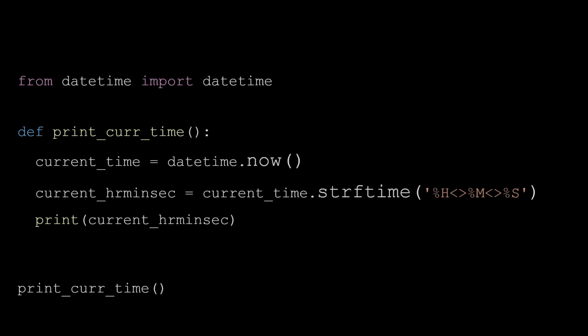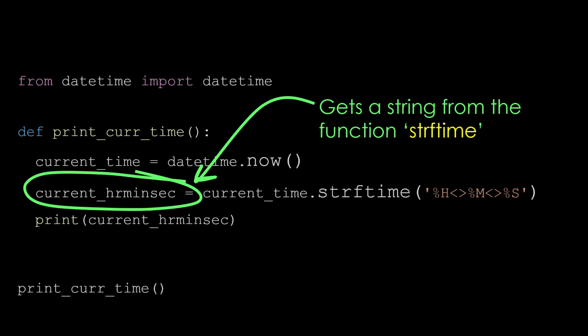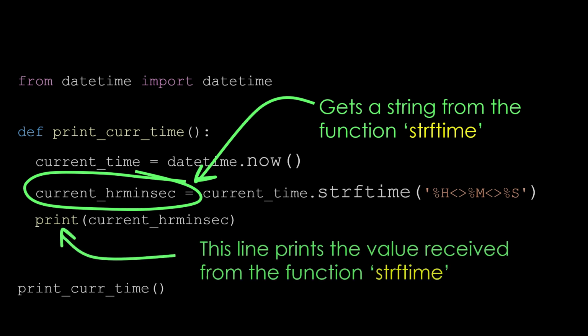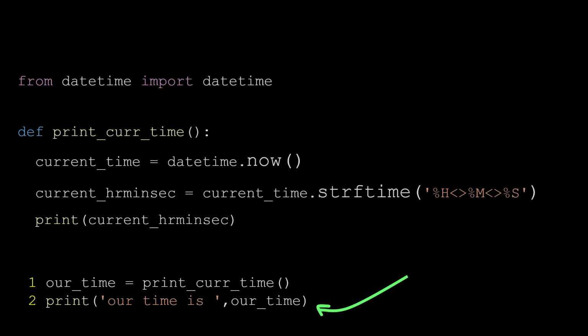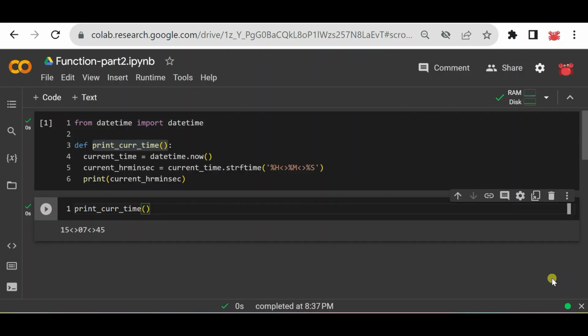Another interesting point to note here is that the variable current hour, minute, second gets the formatted time string from the function strftime. Then we print it in the next line. Can we do the same for our function? Can you guess what would be printed here? Let's see this in Colab.